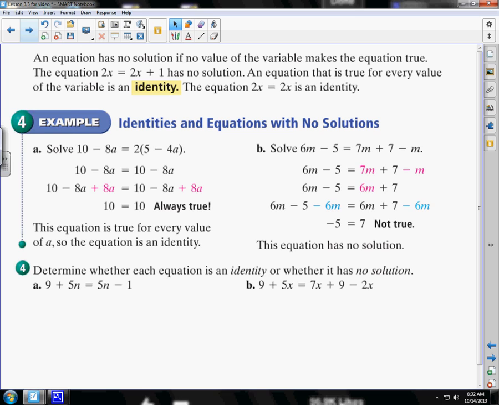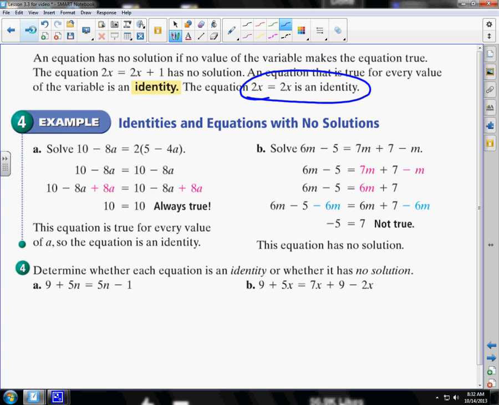Okay, an equation has no solution if no value of the variable makes the equation true. So the equation 2x equals 2x plus 1 has no solution. An equation that is true for every value of the variable is an identity. The equation 2x equals 2x is an identity, which just means 5 equals 5, 10 equals 10. When you set one thing equal to the exact same thing, it's called an identity. So, identities and equations with no solutions.